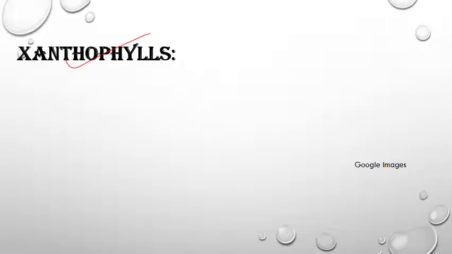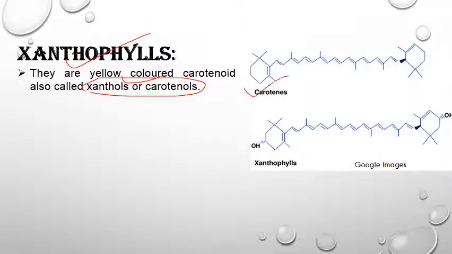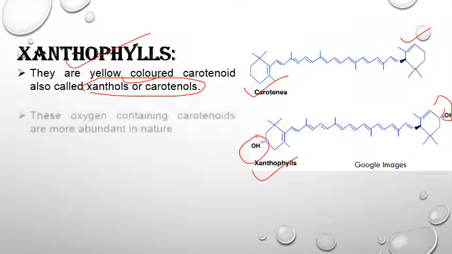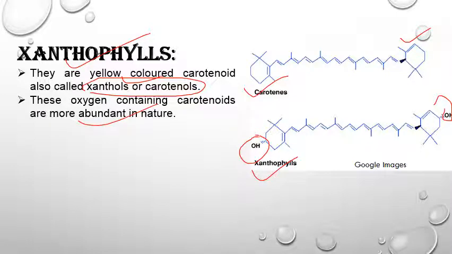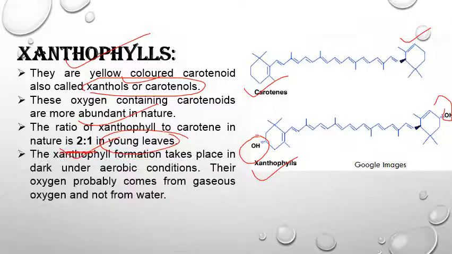Next, we have xanthophylls. These are the oxygenated carotenoids. They are yellow-colored carotenoids and are called xanthols or carotenols. Carotene is without oxygen, while xanthophylls contain oxygen, that is, a hydroxyl group. The oxygen-containing carotenoids are more abundant in nature, and the ratio of xanthophyll to carotene is 2:1 in young leaves. Xanthophyll formation takes place in the dark, under aerobic conditions, so they require oxygen for synthesis. The oxygen probably comes from gaseous oxygen and not from water.